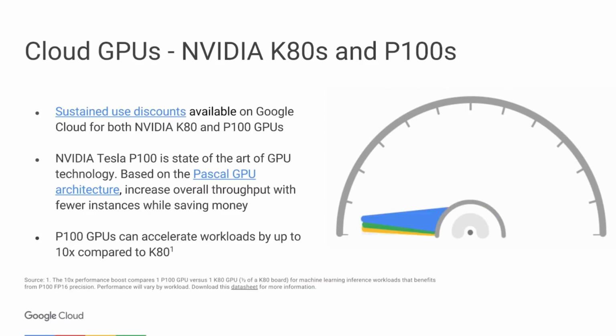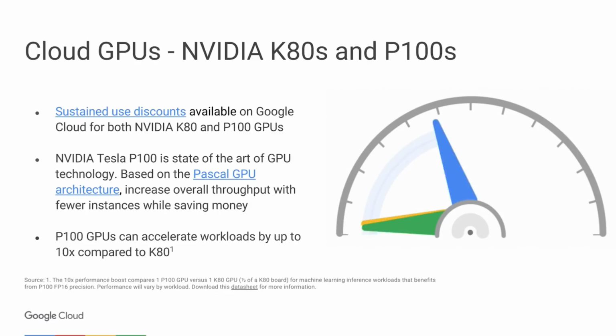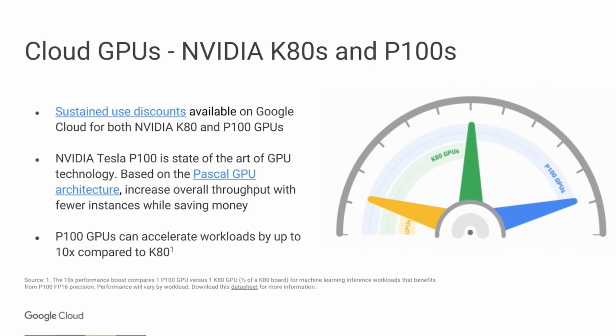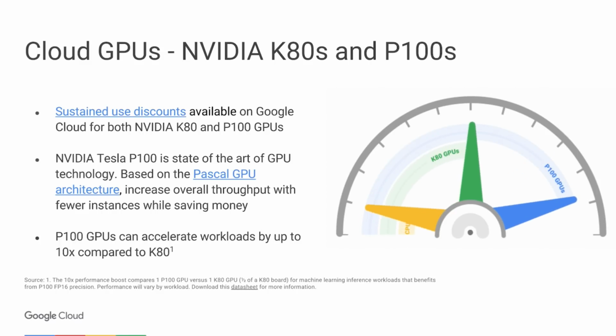So let me talk about GPUs for just a minute. Right now we have NVIDIA K80s and P100 GPUs in the cloud. We've promised that Voltas are coming. We offer both on-demand pricing, and if you use these 24 hours a day, 7 days a week, for a month, we offer sustained use discounts for both the K80s and the P100 GPUs. The Tesla P100 is a state-of-the-art GPU, based on the Pascal GPU architecture.